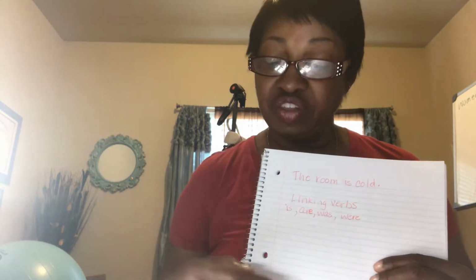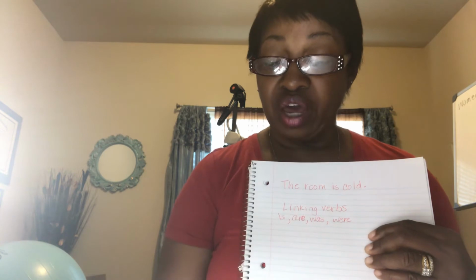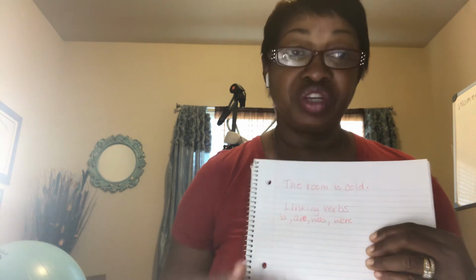Now as you look at that sentence, what do we call the main word or words in the subject part of the sentence? It's the subject. What would the subject be? The room. Room would be the subject. It's a place. The subject can be a noun or a pronoun. It will be the main word or words in the subject part. The subject part is the room. Is is a linking verb.